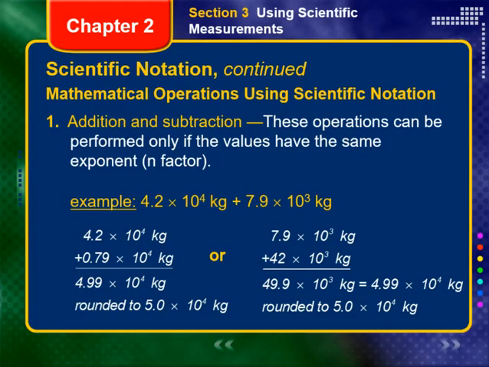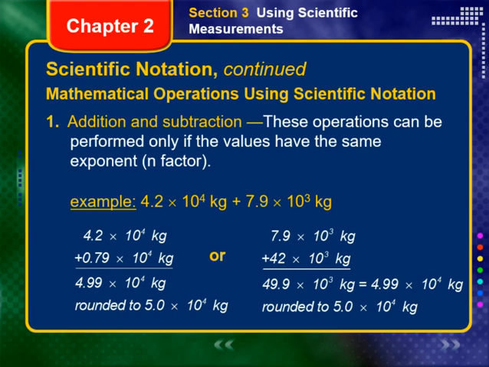Addition and subtraction. These operations can be performed only if the values have the same exponent, meaning n factor. If they do not, adjustments must be made to the values so that the exponents are equal. Once the exponents are equal, the m factors can be added or subtracted. The exponent of the answer can remain the same, or it may require an adjustment if the m factor of the answer has more than one digit to the left of the decimal point.